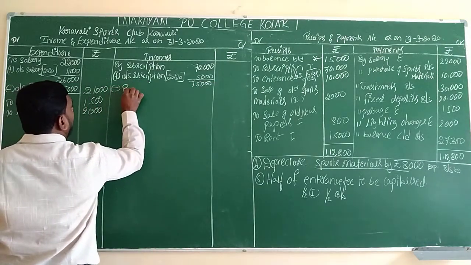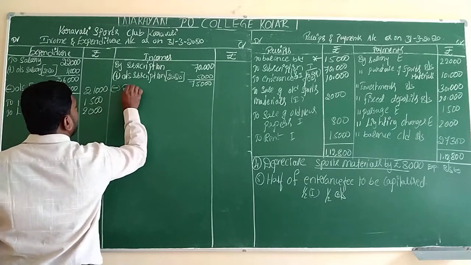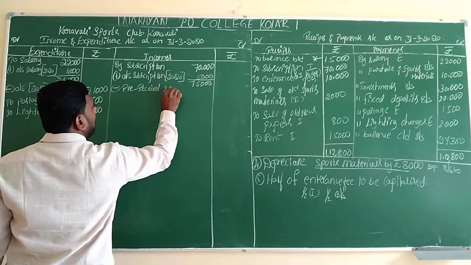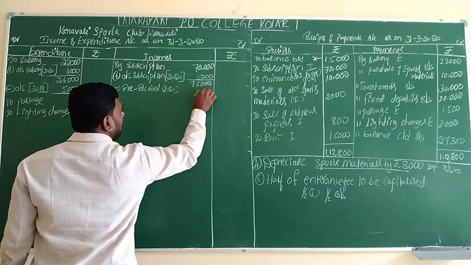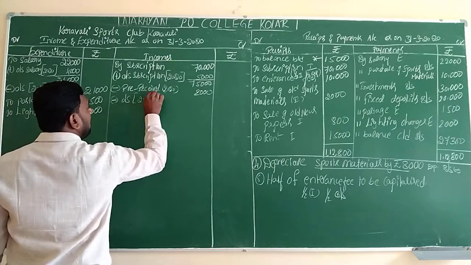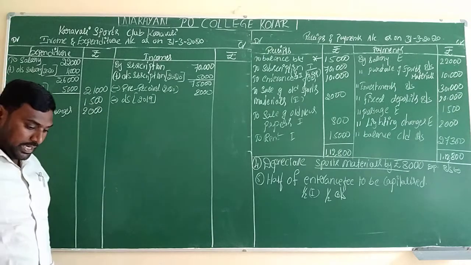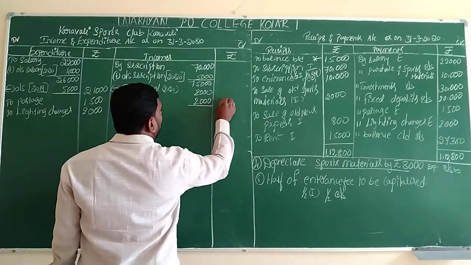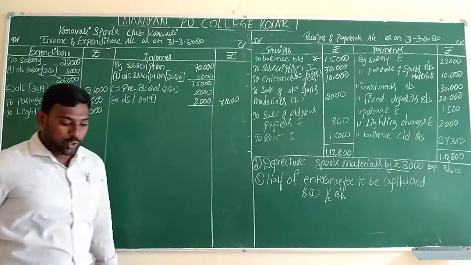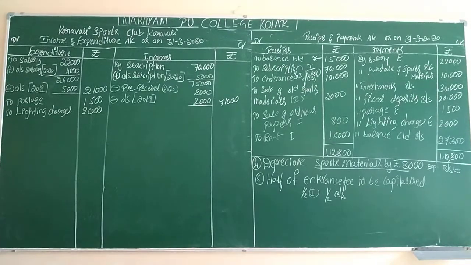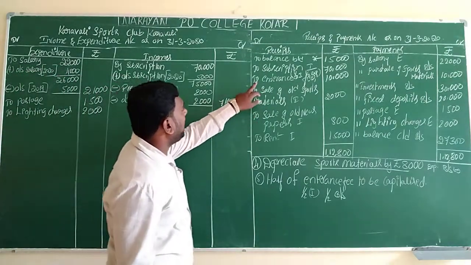Minus pre-issued, 2020 only, 2,000, minus outstanding, 2019 minus outstanding, 2019 again 2,000. 75,000 minus 4,000, 71,000 is the actual value of subscription we have to receive, that is 71,000. Let's come to the second point they are given, to entrance fees.